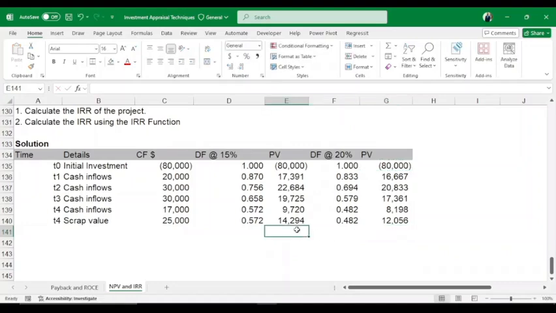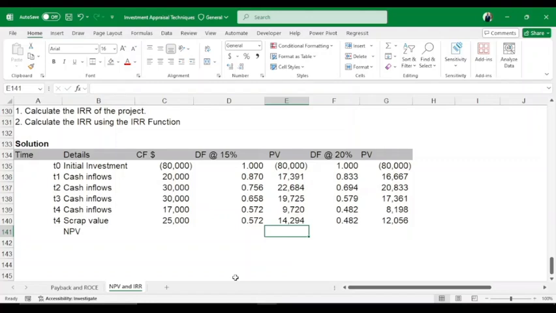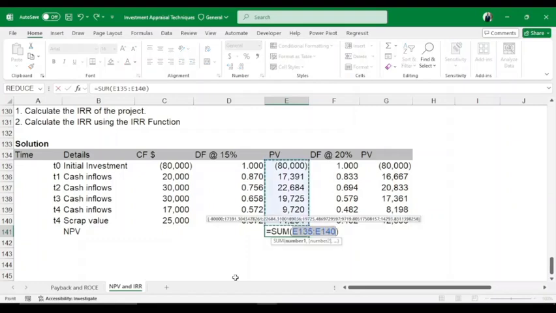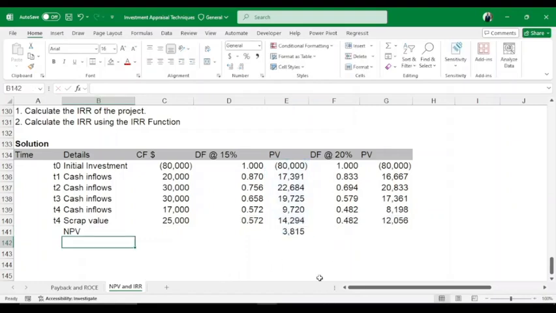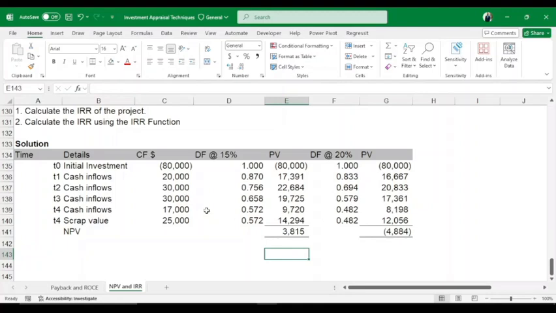So let's go ahead and calculate our NPVs. So we have NPV. So what is our NPV for the discount rate at 15%? So I'm going to sum everything here together using Alt equals, which is the shortcut for auto sum. That is giving me 3,815 or $3,815. And then let's look at the second one, Alt equals, and that's giving me negative 4,884.